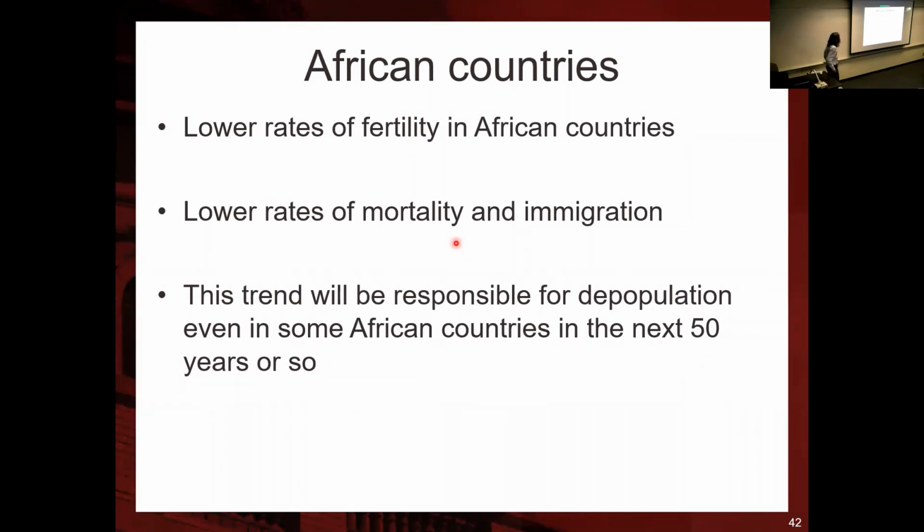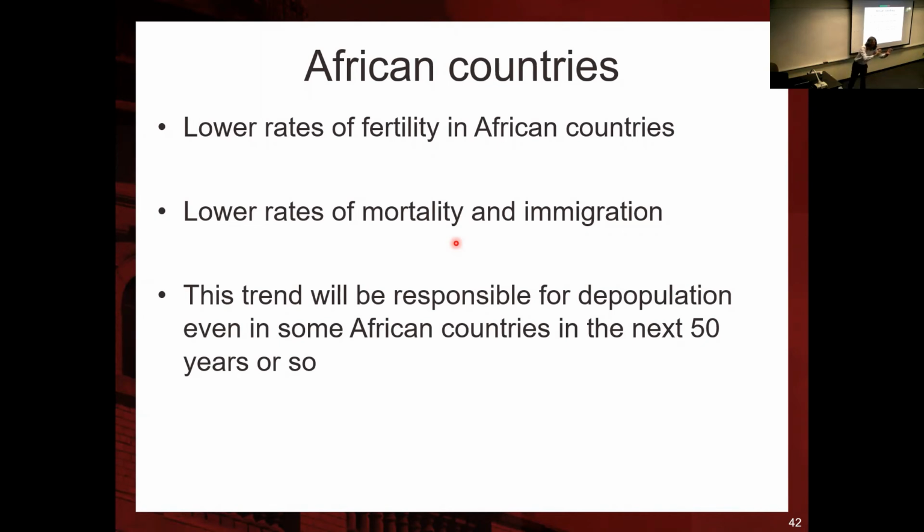Now we have been experiencing lower rates of fertility in African countries, lower rates of mortality and immigration as well. And this trend will be responsible for depopulation, even in some African countries in the next 50 years or so. But remember, the continent of Africa is expected to increase from 1 billion people to 2 billion people in 2050, and then to 4 billion people in 2100, based on those projections by Hans Rosling. So still, there is a lot of population increase.